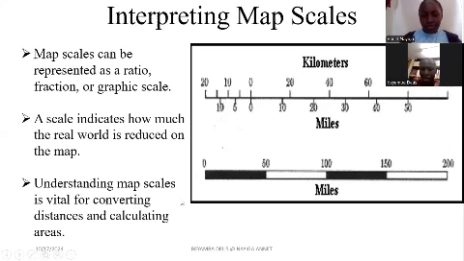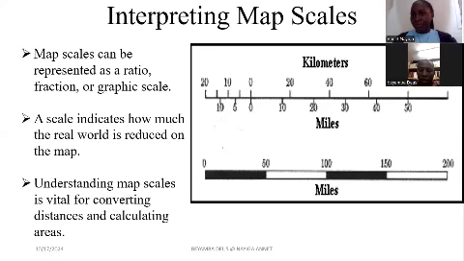The difference between the miles and the kilometers is that the miles are larger than the kilometers. Yeah, so miles, they are larger than the kilometers.